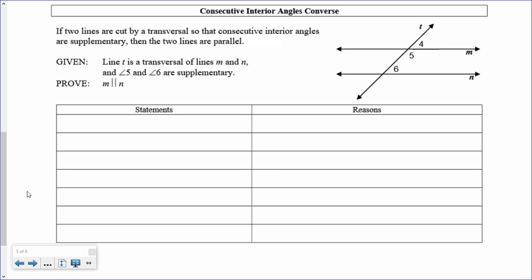This one's pretty similar. I want to try the ones on the next page because they're much more interesting. I think we're going to skip this one for now.